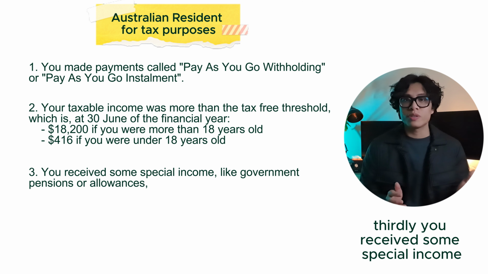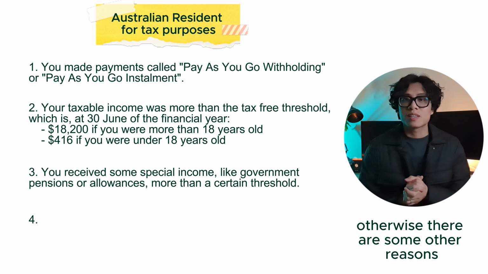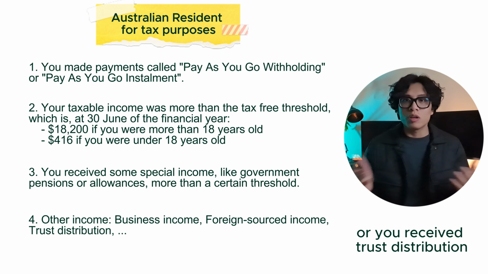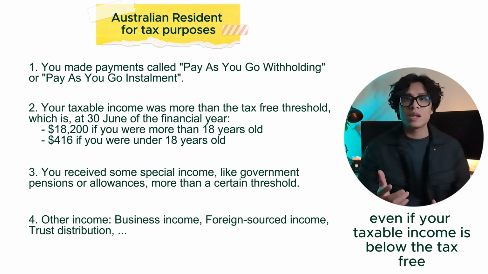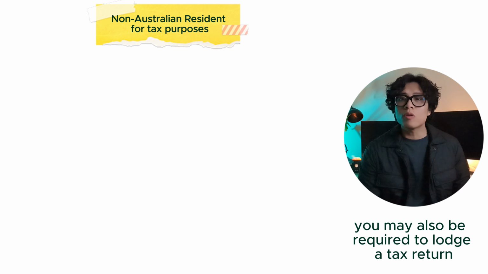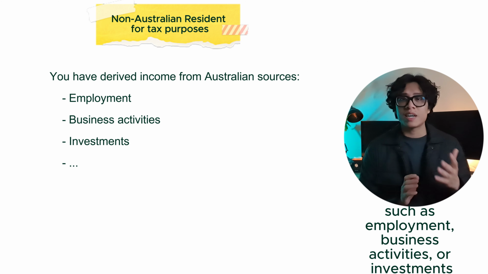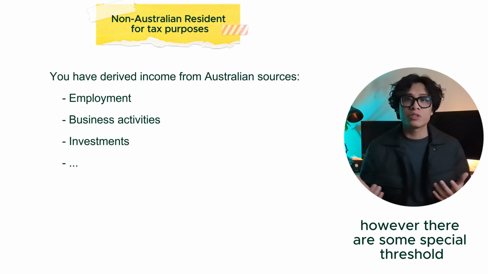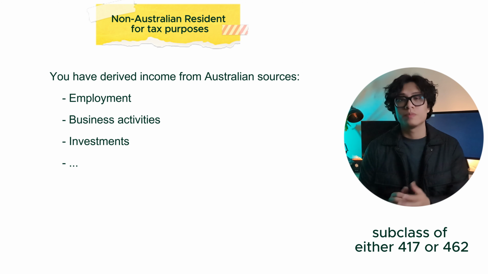Thirdly, you receive some special income like government pensions or allowances more than a certain threshold. Otherwise, there are some other reasons, such as you carry on a business, you had foreign sourced income, or you receive trust distribution. Then you may have to lodge a tax return even if your taxable income is below the tax-free threshold. If you are a non-Australian resident for tax purposes, you may also be required to lodge a tax return if you have derived income from Australian sources such as employment, business activities, or investments. However, there are some special thresholds if you hold a working holiday visa subclass of either 417 or 462.